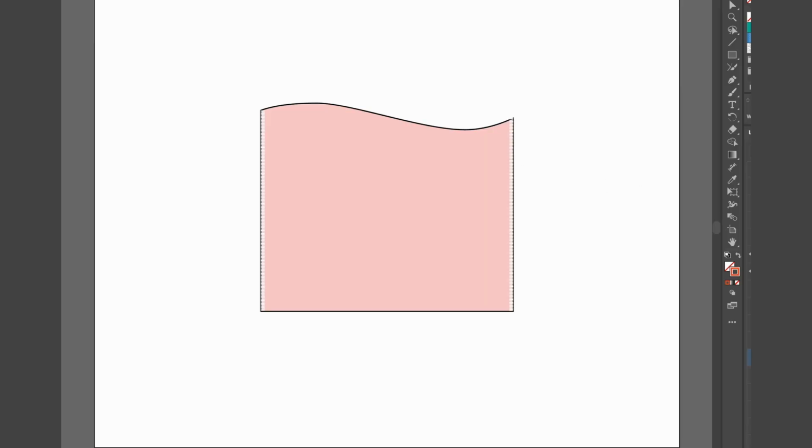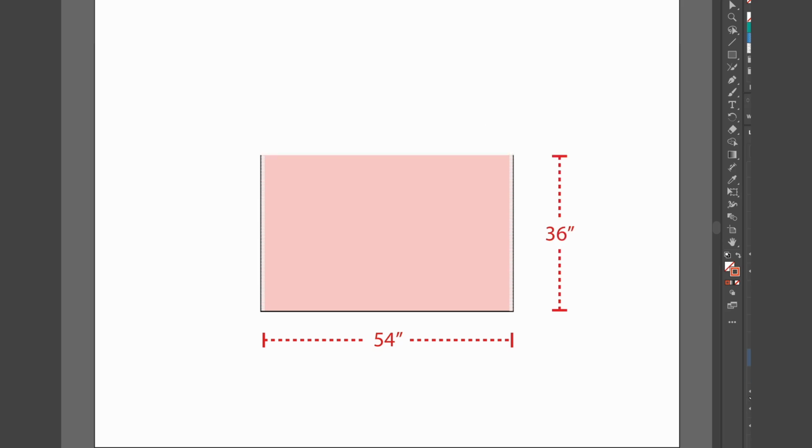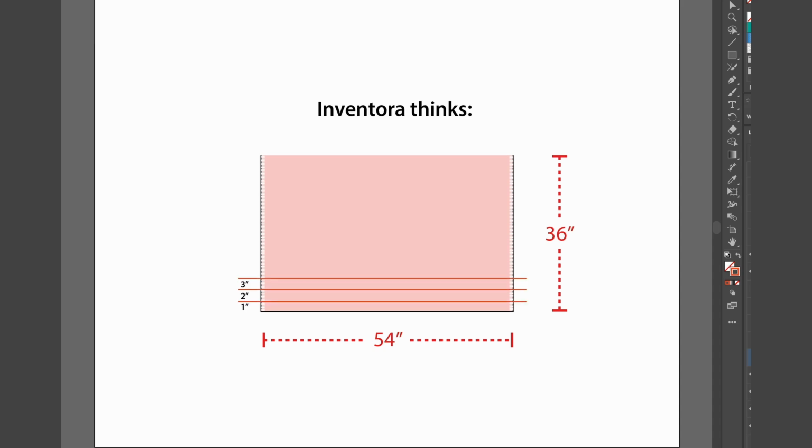So say you've got a piece of fabric, 54 inches wide. Let's cut that off to make it a perfect square. And this side is 36 inches or 1 yard. What Inventora thinks is that you are using 1 inch of the entire width of the yard.